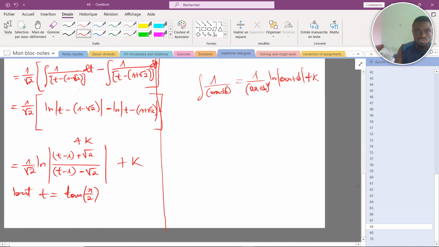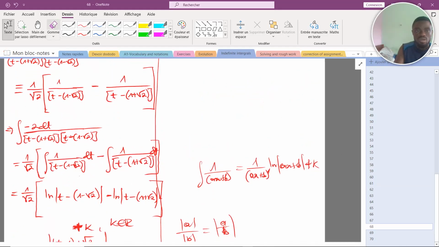Now, let me continue. This is the same thing as ln A minus ln B. So this will be ln of what? This all over this. Is that okay? And since absolute value of A all over absolute value of B is the same as absolute value of A on B, that's why I have what? This. Don't forget there is plus a constant of integration here, with k belonging to R. This plus k is for this one because we have already integrated here. Now I'll have 1 all over root 2 ln of this plus k. Is that okay? But remember, our t was tan x on 2. Is that okay? Let me wipe this.